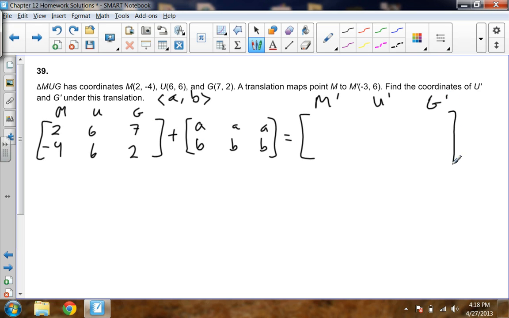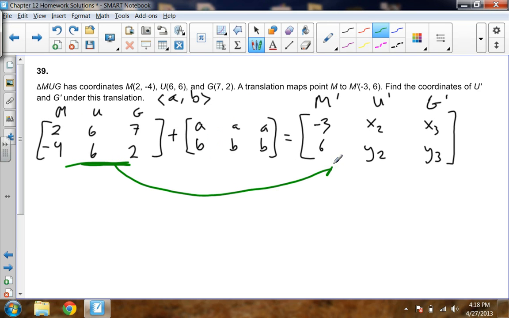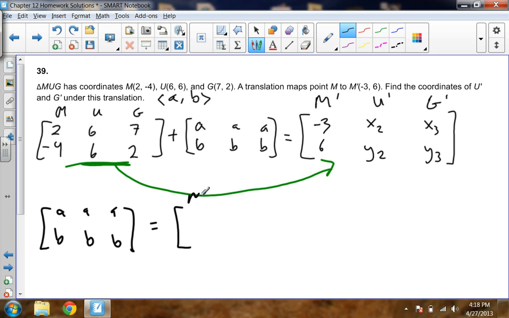Now they only gave us what M prime was, which is negative 3, 6. So I'll go ahead and call this x2, y2, coordinate points that we have to solve for, and x3, y3. So in order to solve for these A's and B's first, let's rearrange this equation a little bit. So let's take MUG. Let's subtract this matrix over here. So subtract it on both sides of the equation, and eventually we will get A, B, A, B, A, B. So this equals this subtraction, M prime, U prime, G prime.